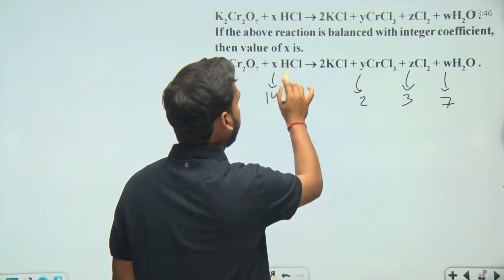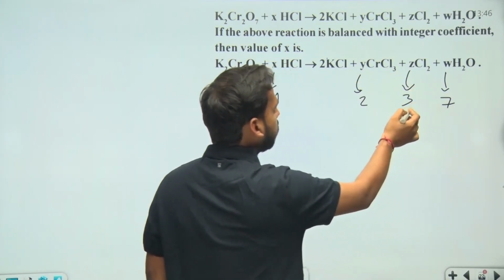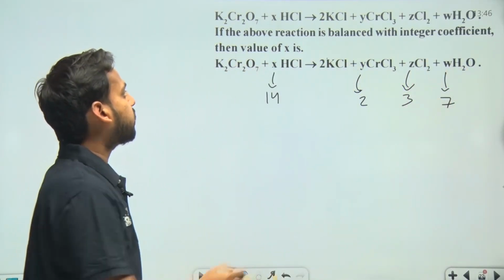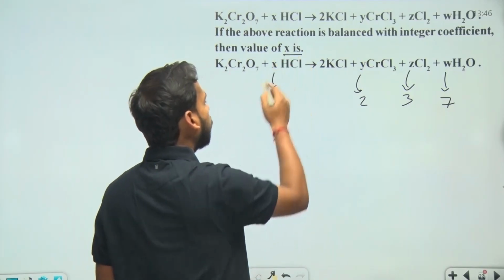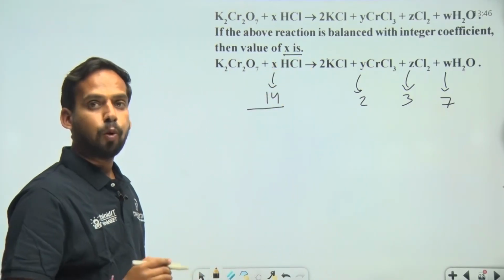It is 14 HCl plus 2 KCl plus 2 CrCl3 plus 3 Cl2 plus 7 H2O. So it is asking the value of X, so the value of X comes out to be 14. So our correct answer is 14.